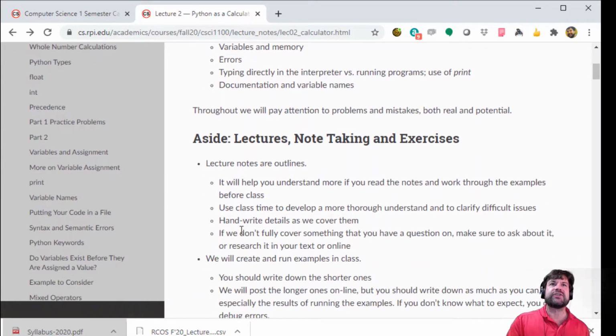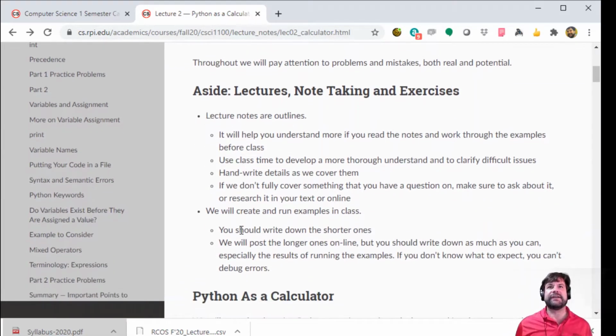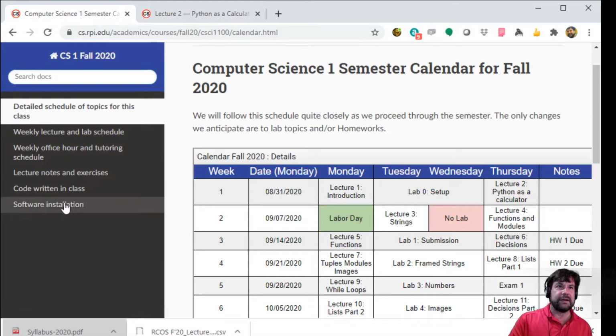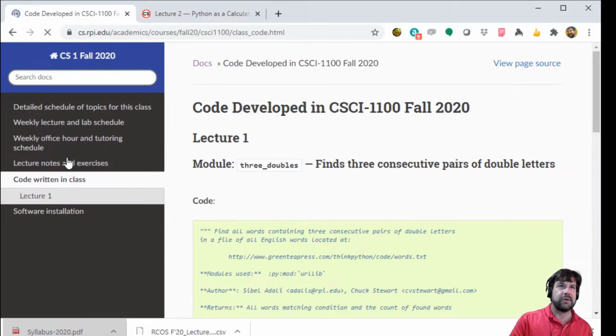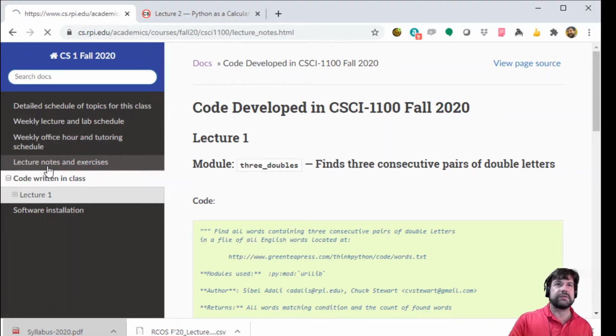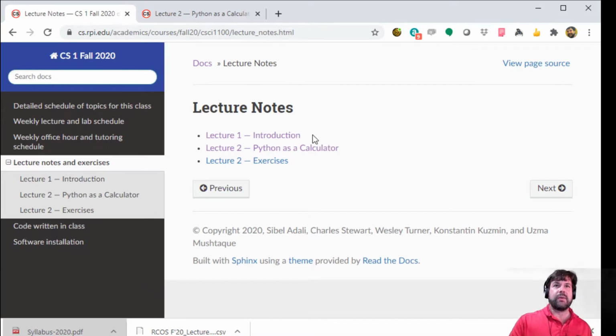Before we do, though, let's just talk a little bit about how this course is organized. We are giving you lecture notes. If you go to computer science, you come down here. Oops, that was code written in class. I'll get to that in a second. If you come down into lecture notes, we have lecture notes here.